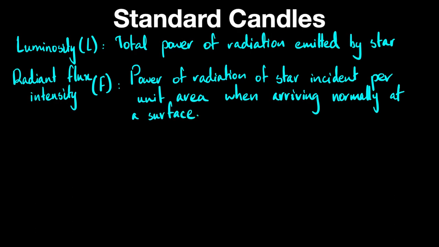We also saw one formula. The formula which links luminosity and radiant flux intensity is F equals L upon 4 pi d squared. This is all you need to know for your exam. The definition is usually asked for 1 mark in your exams, and the usage of this formula is also expected.